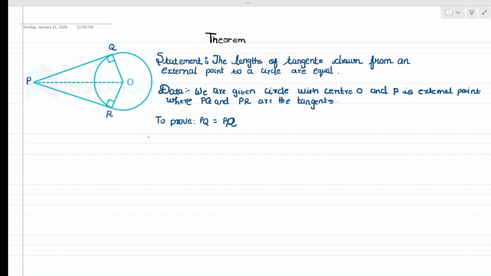Now, next comes your to construct. What are we constructing? We are joining the line O with Q, O with R and O with P. So, for to construct, you will write: construct and join. What are we joining? We are joining OQ, OR and OP.